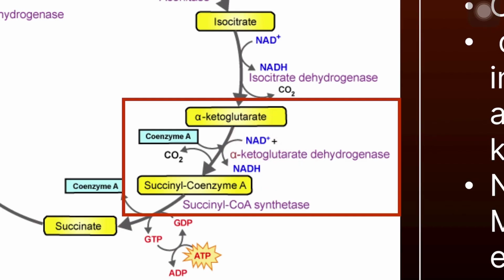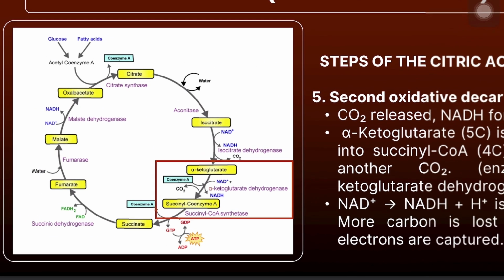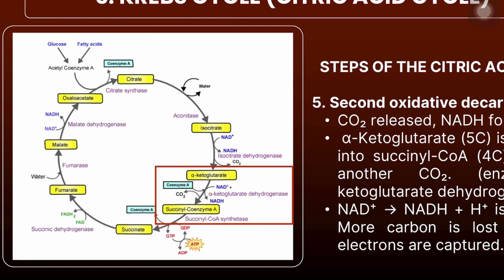So again, here we have another NADH, and the remaining carbon molecules that are temporarily attached to coenzyme A will form succinyl-CoA. Okay? So at this point, both carbons from the original acetyl-CoA have been released as carbon dioxide. I mentioned it a while ago. So it means that the carbon backbone of glucose is now fully broken down. And it happens in these stages, in the first and second oxidative decarboxylation.